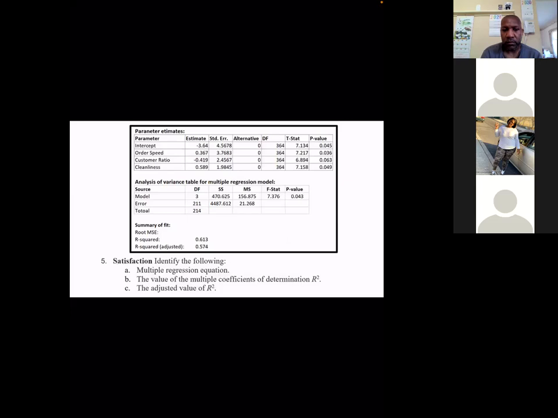Okay, B, does anybody know the value of the multiple coefficient of determination, R squared? 0.613. Yes, and does anybody know the adjusted value of R squared? I keep saying R2 squared. 0.574. Yes. Okay. Moving on.